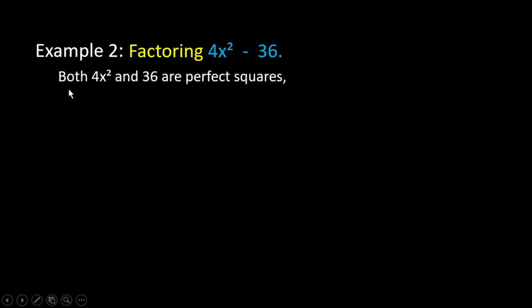Then again, both 4x squared and 36 are perfect squares. Paano natin nasabi? Yung 4x squared, guys, is a perfect square. Gagawin natin, yung 4 is a perfect square dahil 2 squared or 2 to the 2. Tapos, yung x naman is x to the 2. So, pag-iwalay natin yung integer at saka yung variable, magiging ganito, guys. So, perfect square siya.